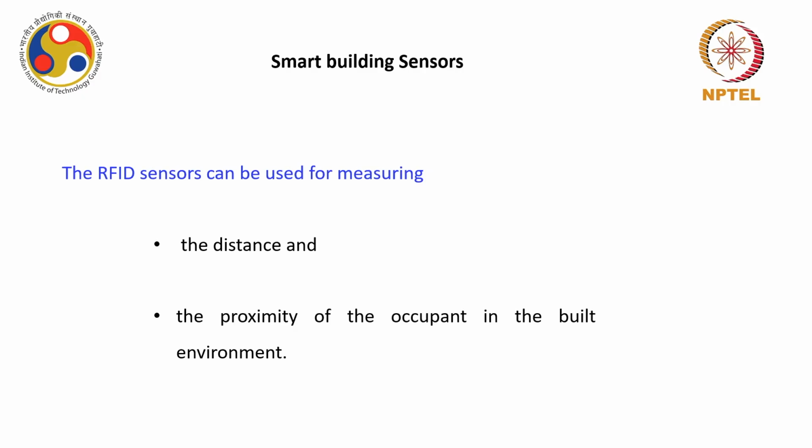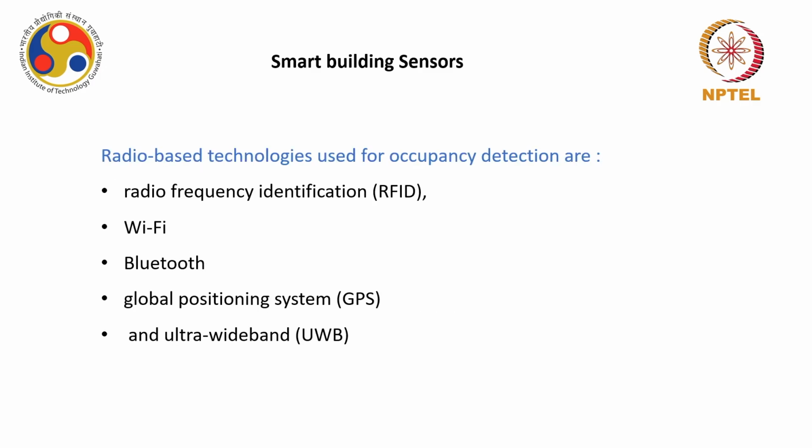So in today's class, we will keep our discussion alive and discuss this radio based technology further. If you remember, we talked about the RFID sensor in our previous class, where these RFID sensors can be used for measuring the distance and the proximity of the occupant in the built ambient, right? So today we are going to talk about other radio based technologies like Wi-Fi, Bluetooth, GPS and UWB. Let us talk about Wi-Fi and Bluetooth based occupancy sensors first.